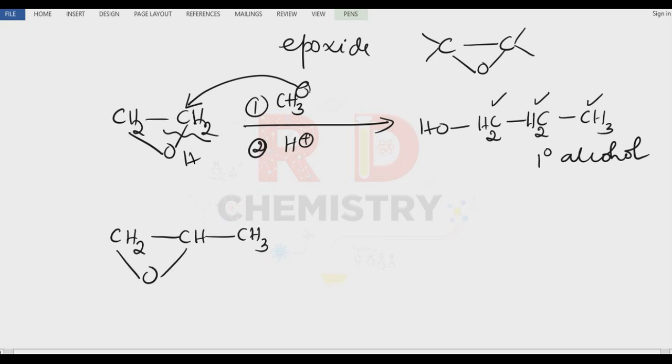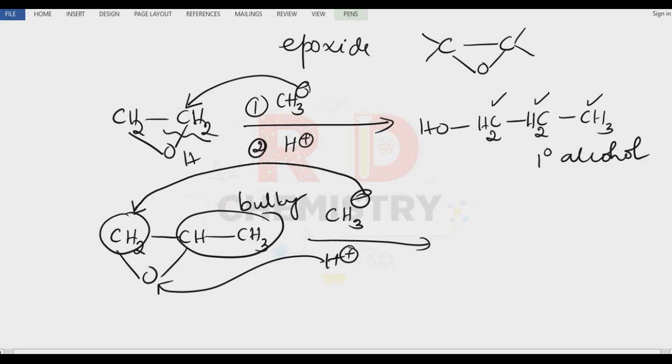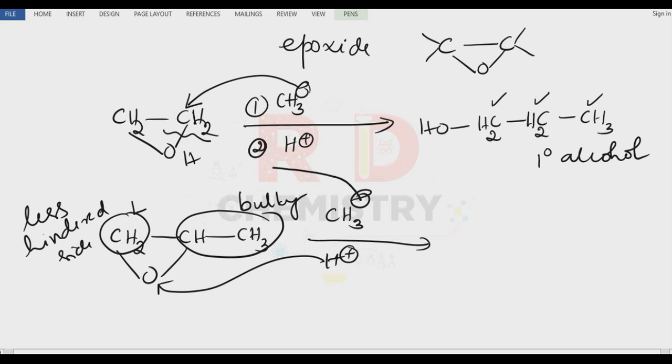Then attach the oxygen. Now I'll write down the Grignard reagent CH3 minus, followed by acidification. You know that H plus will go to the oxygen. Now in the previous case, both were CH2 and CH2. Here, it is a CH2 and there is a CH3. This is a bulky, overcrowding group. So the nucleophile easily attacks that position where there is not much overcrowding. So it attacks the less hindered side. Okay, so less hindered side. So the Grignard reagent will attack the carbon atom which is not a bulky group.